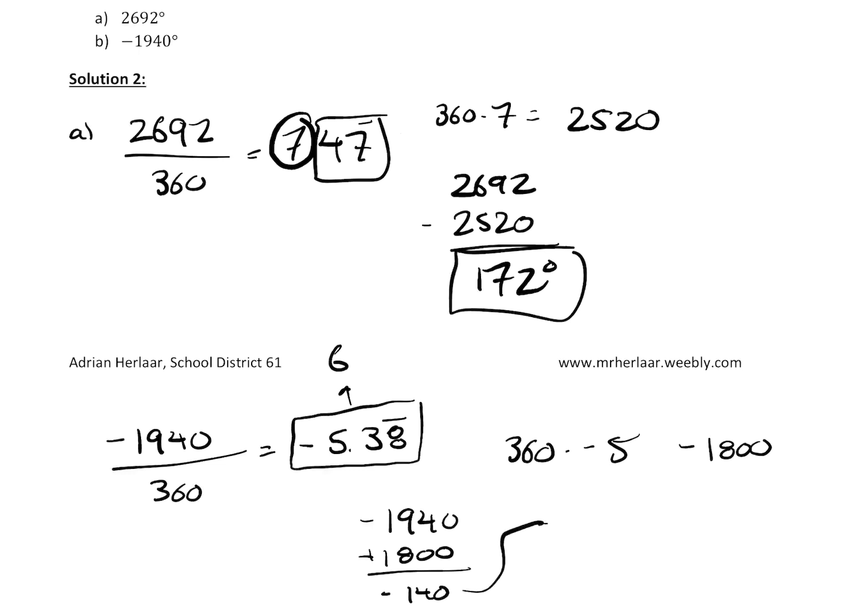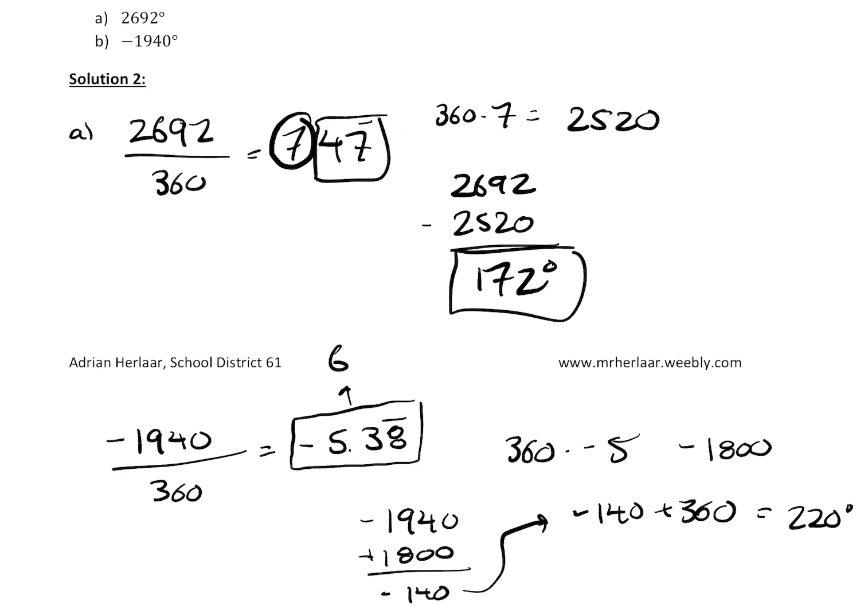Or we can just take our negative 140 and add 360 again until you get to a positive value. So 220 is the smallest positive angle between 0 and 360 for that value. So that's coterminal angles, finding them.